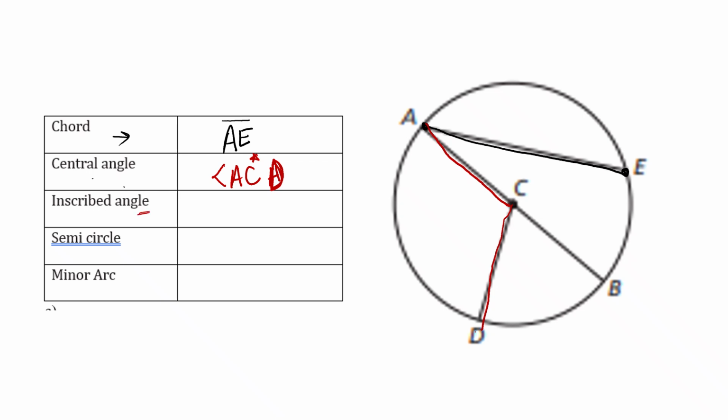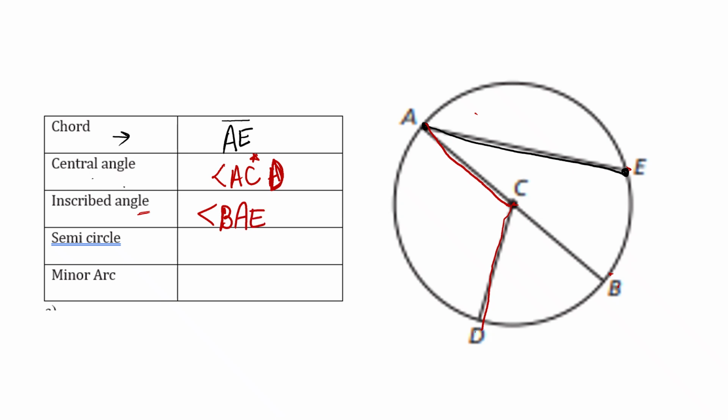Angle AEB is the inscribed angle. One side is passing through the center, but the other side is not at the center. So you can say angle EAB or angle BAE is the inscribed angle.